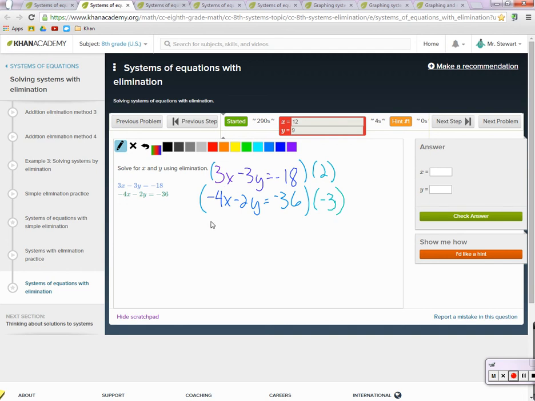So 2 times 3 is 6. Here, let's turn it around. 6x minus 6y equals negative 36. Okay, and this one over here, we get a positive 12x plus 6y equals, that was a negative 36, we get a positive 108.